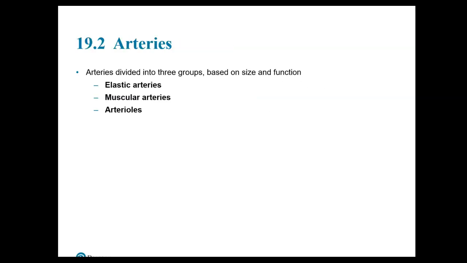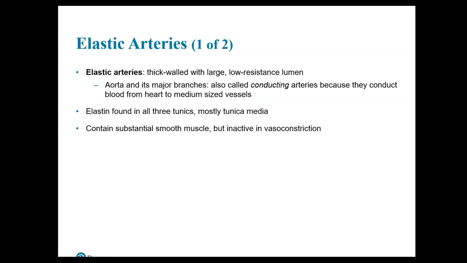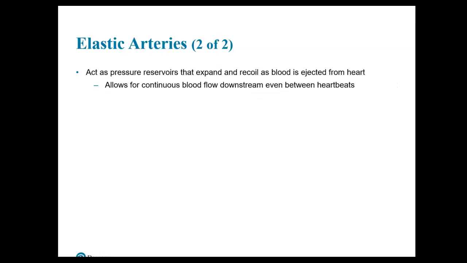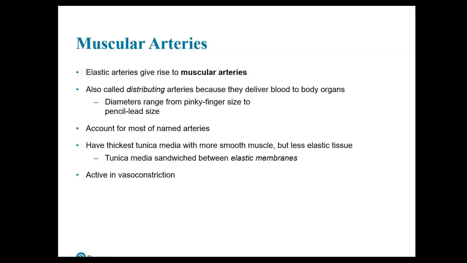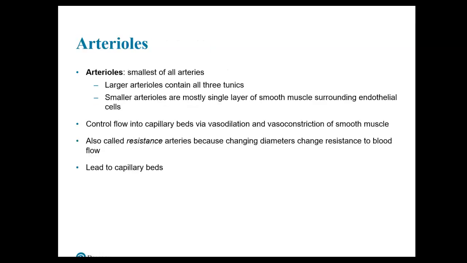Arteries branch into elastic arteries, muscular arteries, and arterioles. Elastic arteries are very, very thick walled, and they're going to have the highest pressure going through them. The muscular arteries are branches off of the elastic arteries. And then the arterioles are small branches of arteries that lead to the capillary beds.